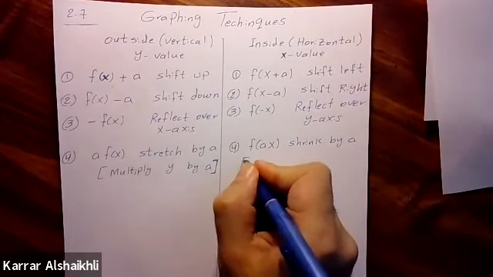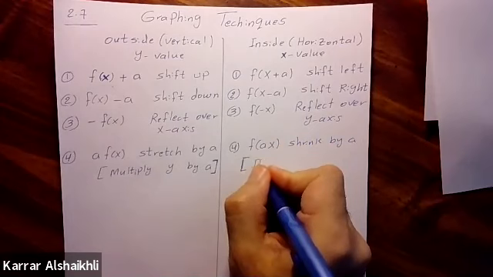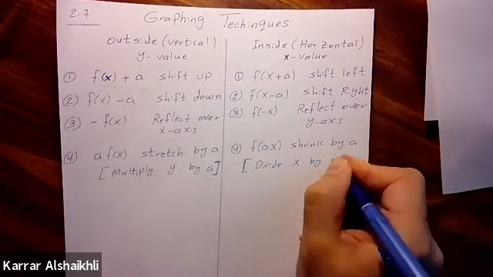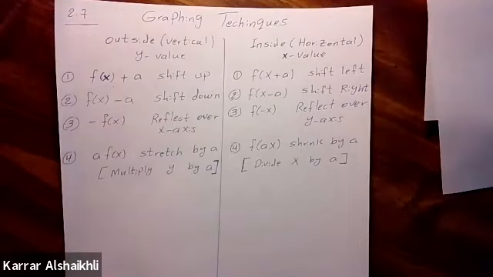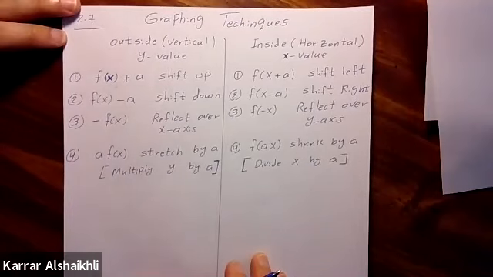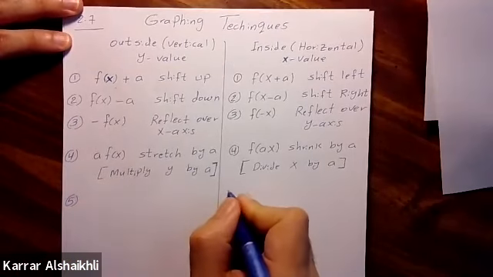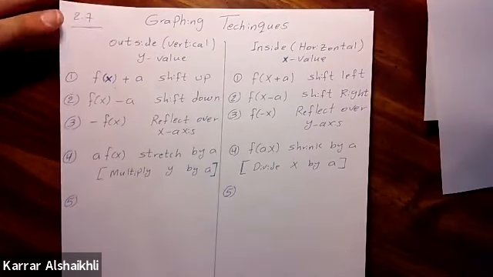How are we going to do that with the graph? We're going to divide not y, x by A. We will see that when we do an example. We divide x by A. This is the technique. The fifth one is the opposite of both sides. And we will see when we do an example about these two.